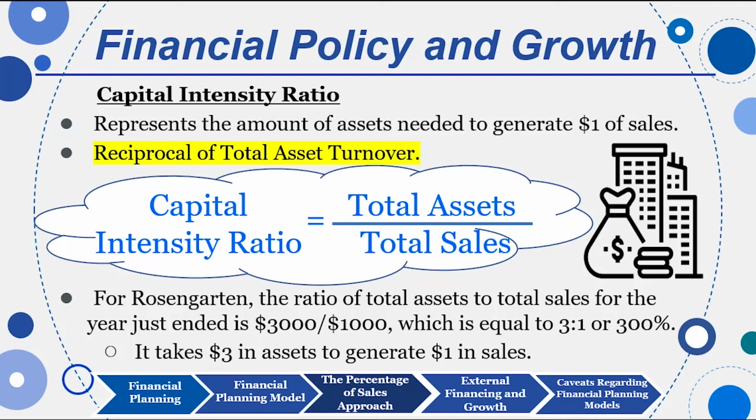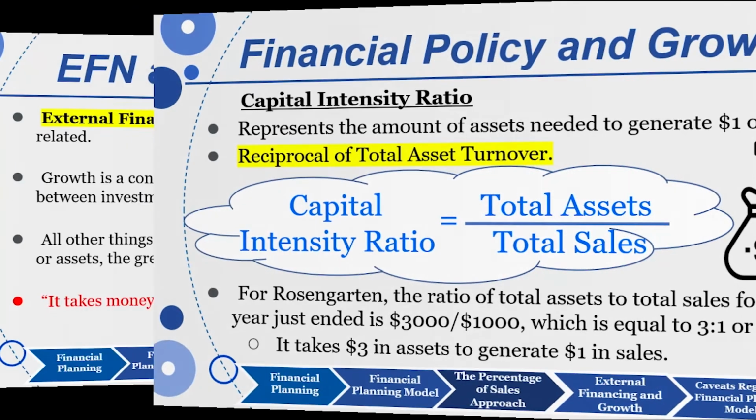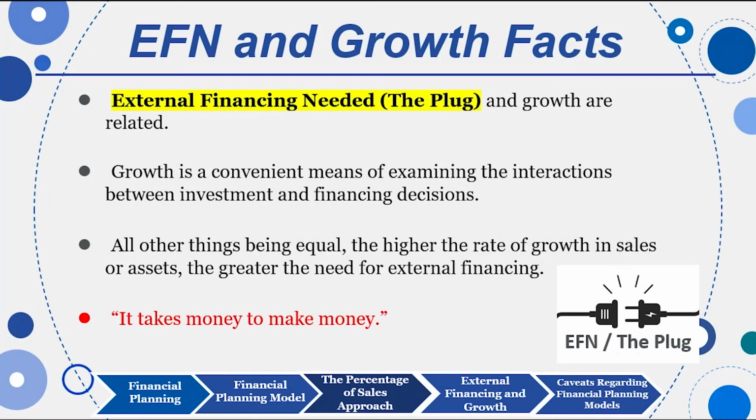And for Rosengarten, it took $3,000 in total assets for every $1,000 in sales. In that example we just looked at, that's a 3-to-1 capital intensity ratio. So that tells me that Rosengarten is fairly capital intense. You can, again, compare this ratio to other companies in your industry and across the world for that matter.